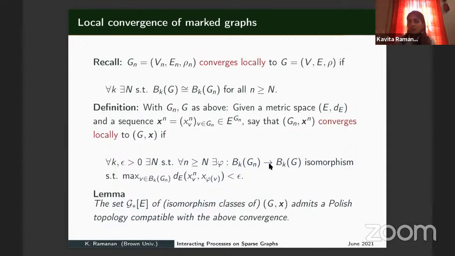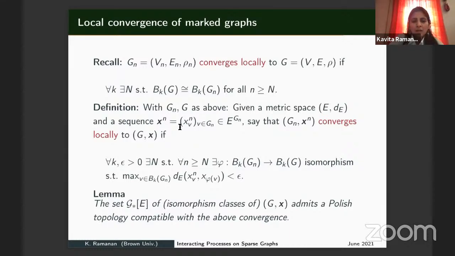And then I want to ask if the same graph marked with the whole trajectories that come from this dynamics also converge locally. Okay, so at least it motivates why I want to mark these vertices, because what I'm interested in is dynamics. And so I need to first, of course, have some convergence of the initial conditions.